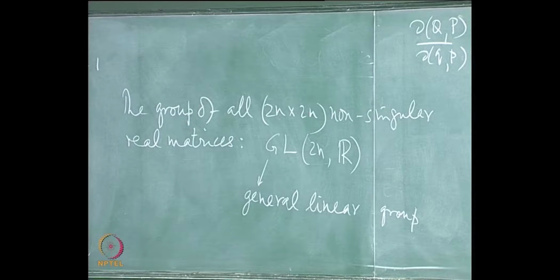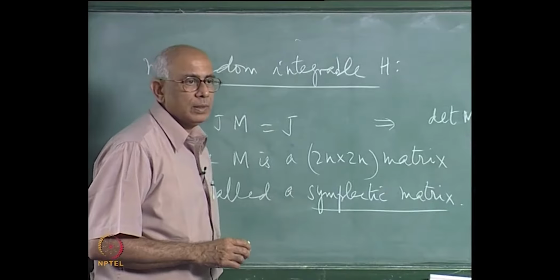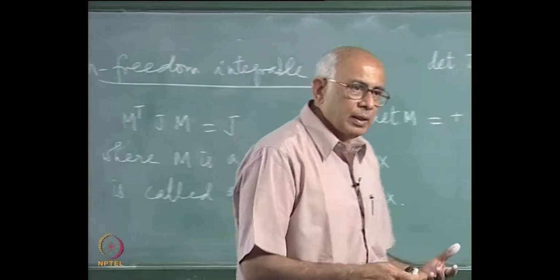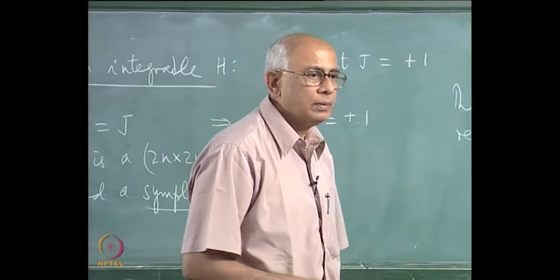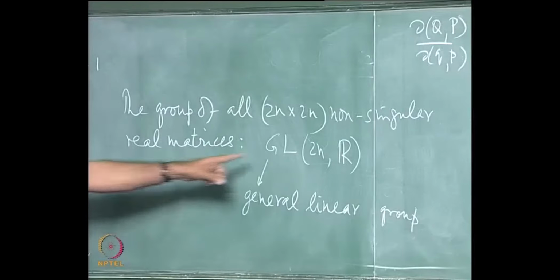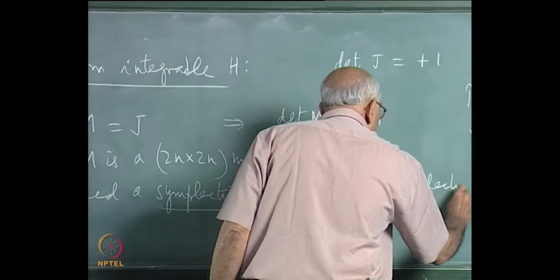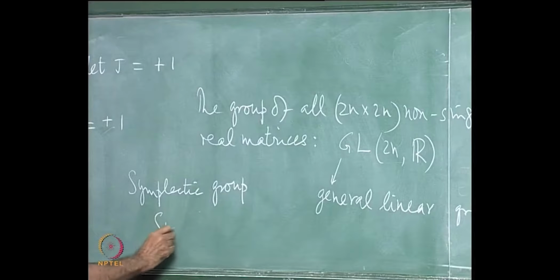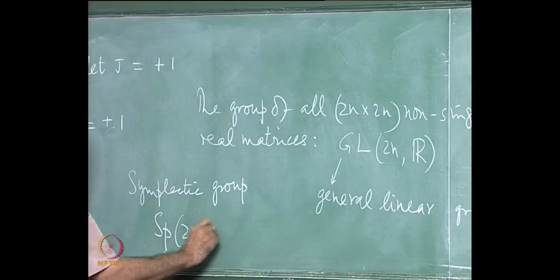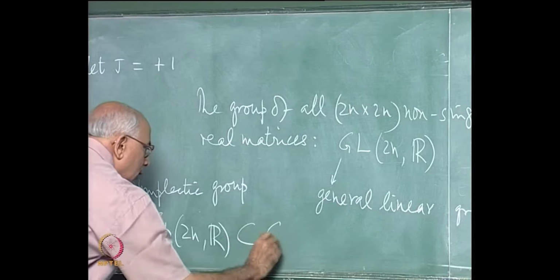Among such matrices, the symplectic matrices form a subgroup of such matrices. In other words, the product of two symplectic matrices is again a symplectic matrix, all 2n by 2n for a given order. Okay. So it is a subgroup of this thing here, and this group is called the symplectic group, and it is denoted by SP 2n, and it is a subgroup of GL 2n.